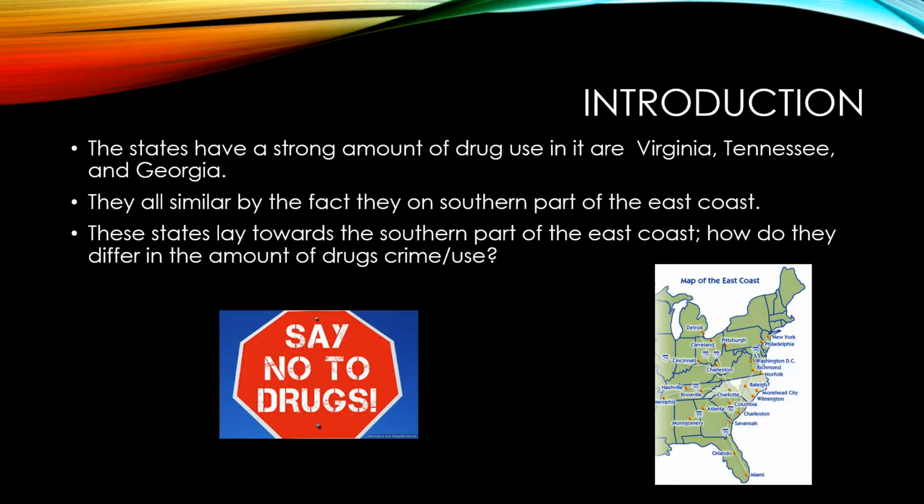Introduction. The states with a strong amount of drug use are Virginia, Tennessee, and Georgia. They are similar in that they are in the southern part of the East Coast. How do they differ in the amount of drug crime and use?